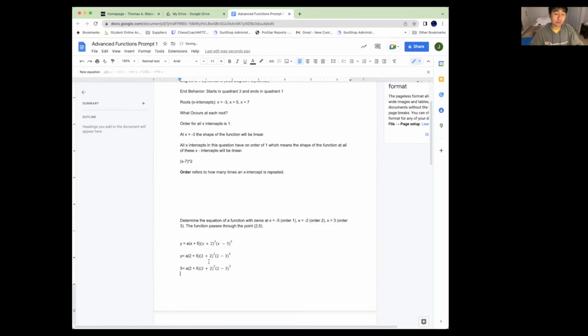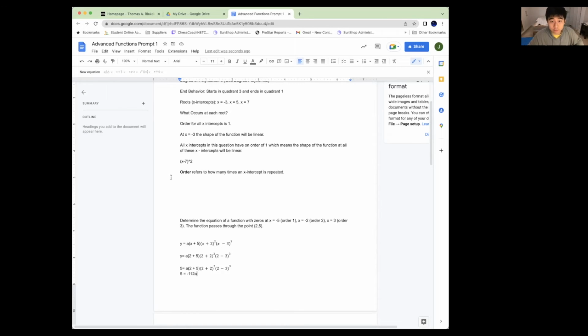And now we just solve for a. Actually, I'm going to do this in a calculator, so feel free to get your calculator out as well. So we're going to say 2 plus 5 times 2 plus 2 to the power of 2 times 2 minus 3 to the power of 3. And we get negative 112. So we have 5 is equal to negative 112a.